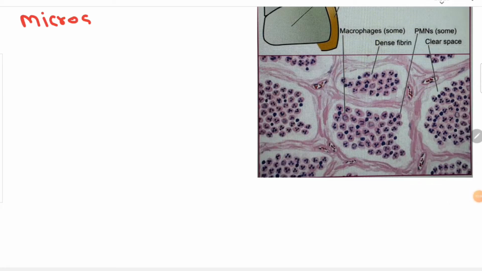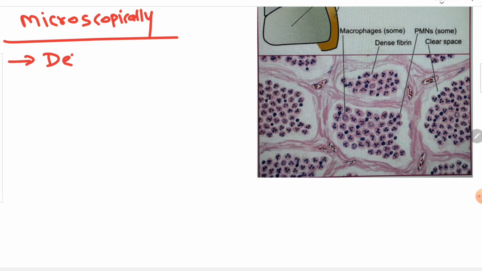If you do the microscopy, then in the grey hepatization, there will be a dense fibrin deposition. That's why the grey color develops. Here there are lots of fibrin. You can see lots of fibrin in this diagram.